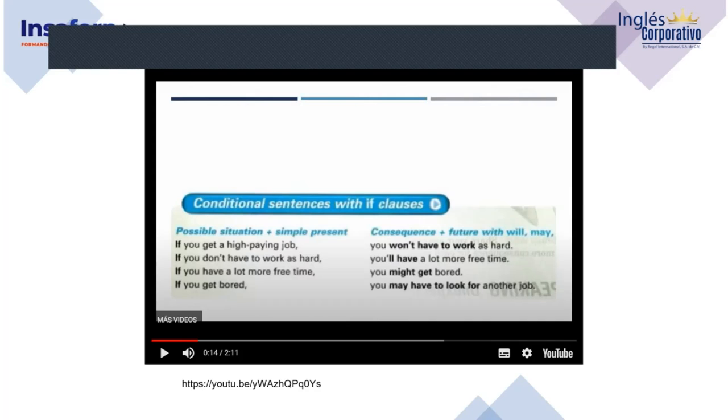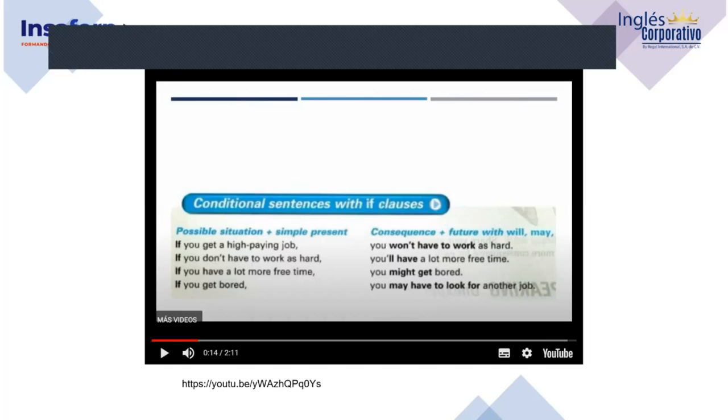Or if you want, we can switch. We can write the consequence first, and then the possible situation. If we switch, we have if in the middle, and we don't need a comma in that one. The only thing you need to figure out is that this one goes with simple present and the other one goes with future or a modal.